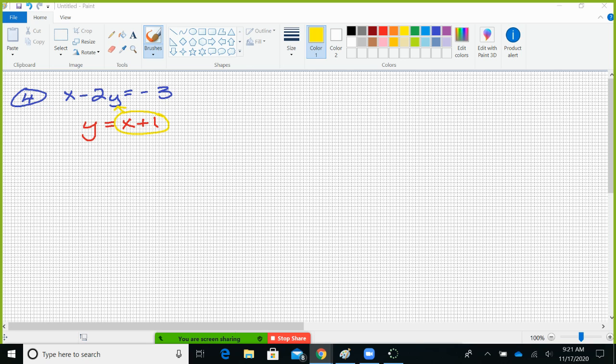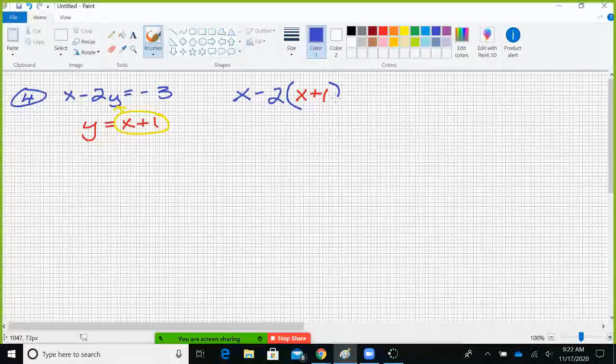All right, we're doing number 4 from extra practice for section 5.2. Okay, so we started. Bree told us you're going to input this x plus 1 wherever there's a y in the top. So I'm going to rewrite this equation. X minus 2 times, and this is where I insert x plus 1, equals negative 3. Cody, what's my next step?